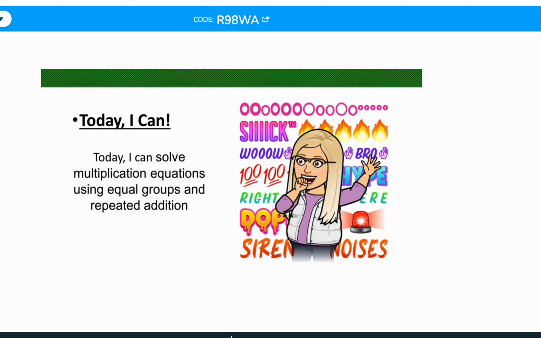Let's get ready for math. Dun dun dun. So today we're going to be solving multiplication equations, and we're going to be using equal groups to also show what is repeated addition.